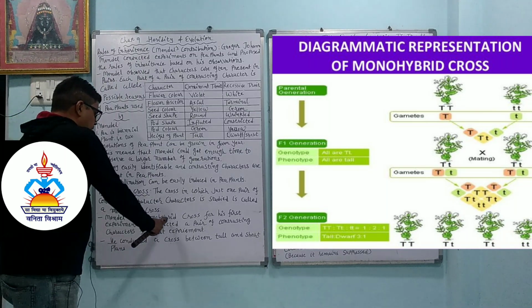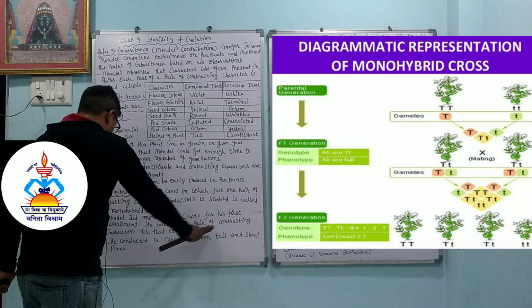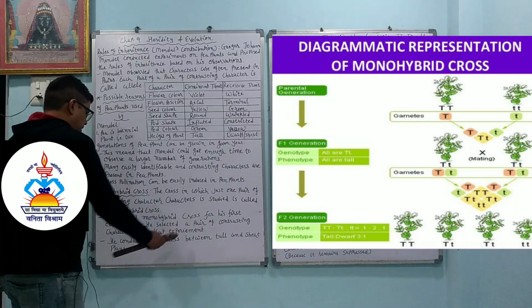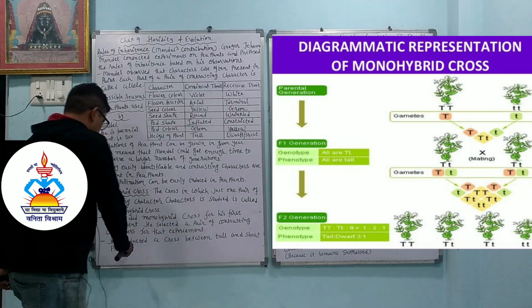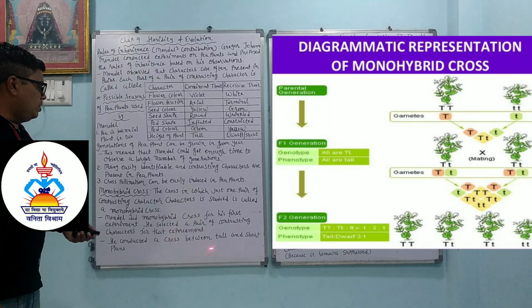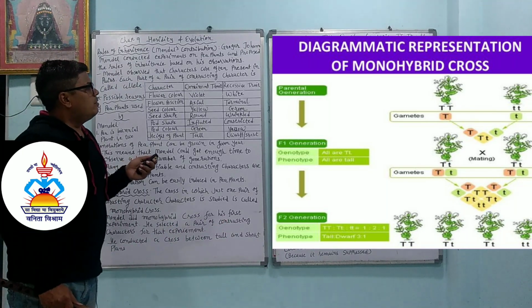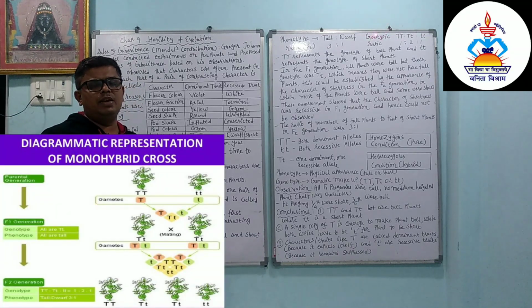Mendel did a monohybrid cross for his first experiment. He selected a pair of contrasting characters for that experiment. He conducted a cross between the tall and the short plant. So here we get 2 generations. The first generation is called F1, and the second generation is F2.